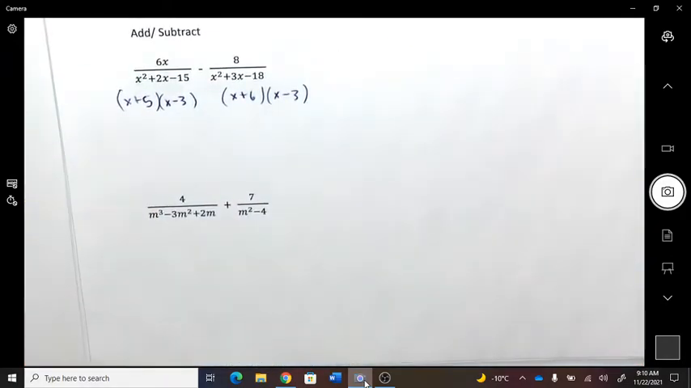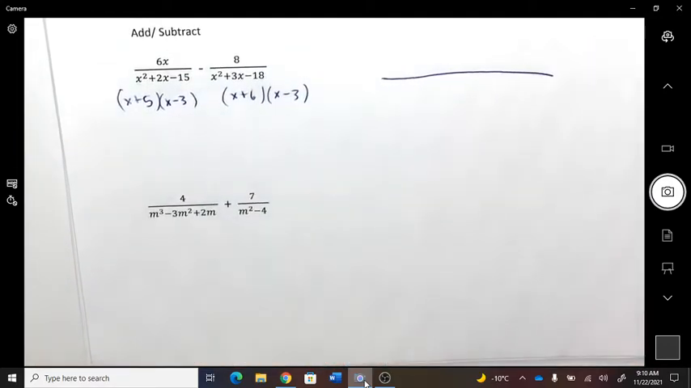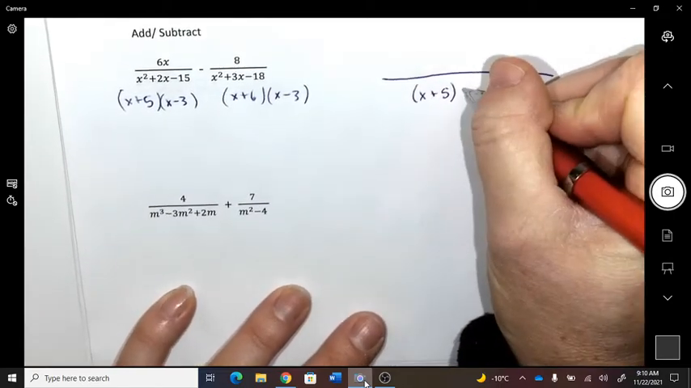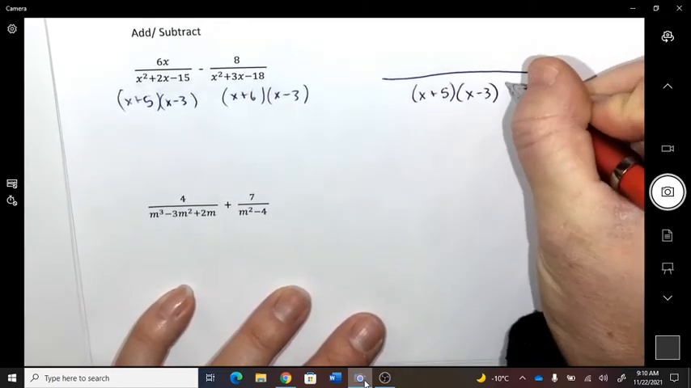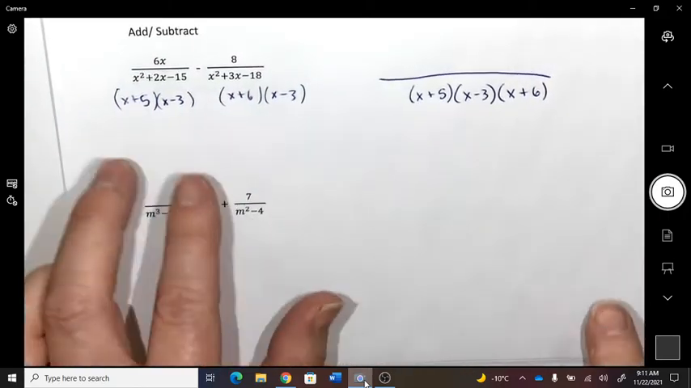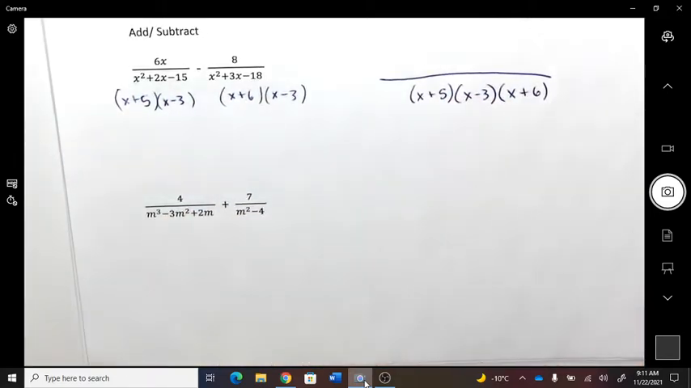Okay, so did we get x plus 5, x minus 3? And then the other one, x plus 6, x minus 3. That's good? Okay, so now I'm going to go into a mode where I think, what do I all need in my denominator? Because adding, I have to put them on the same bottom. Okay, so I need an x plus 5. I need an x minus 3. And I need an x plus 6. Okay? This fits in, this fits in. I don't need to repeat that one on this one.